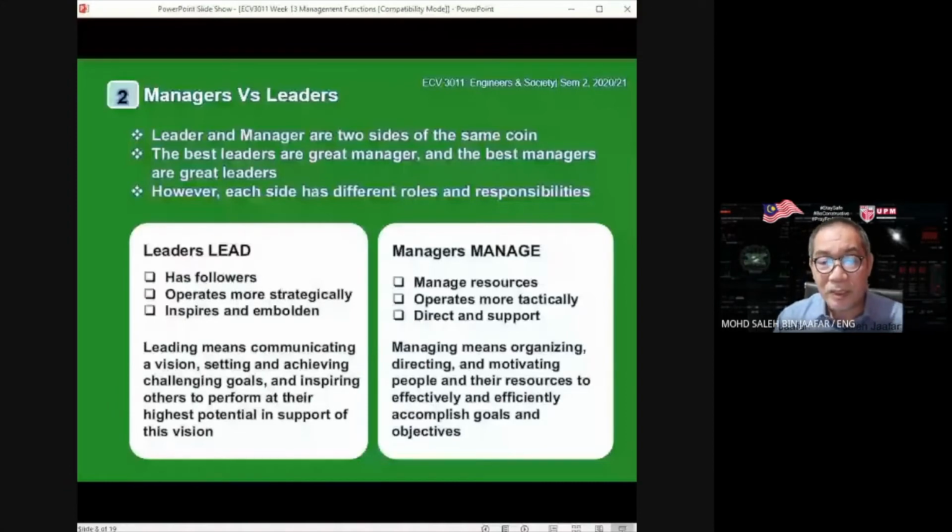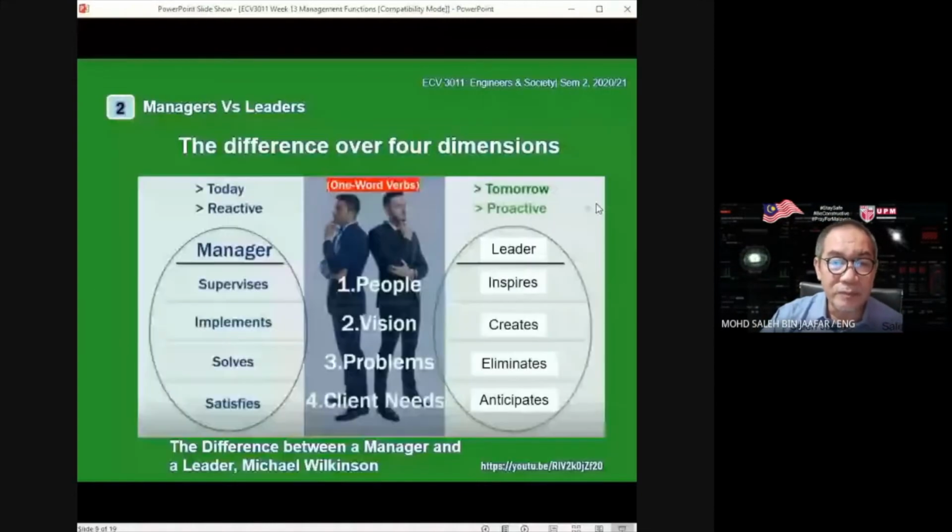Yeah, and of course the managers, on the other hand, if you are having to manage your organization, not just lead, you need to be able to operate more tactically, directing, organizing, and also supporting. Yeah, so we have seen this. I hope you can pick up the ideas about the difference between managers and leaders.